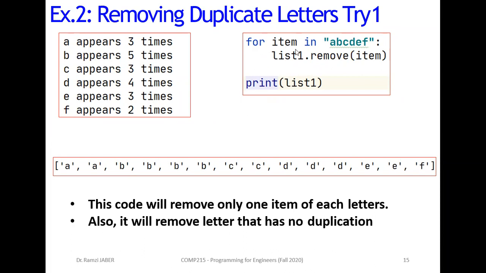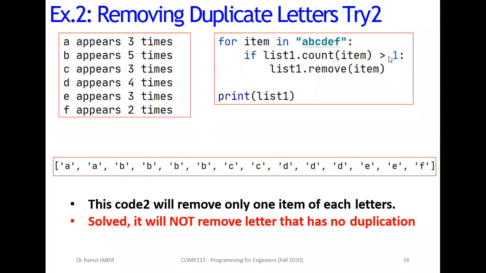Now we add a condition to this code. The same code: if list1.count(item) bigger than 1, list1.remove(item). So if we add if bigger than 1, then this error is solved. We solve that it will not remove a letter that has no duplication. So if we have F one time, it leaves it because the count equals 1. It's not bigger than 1. We only remove the item when the count is bigger than 1.